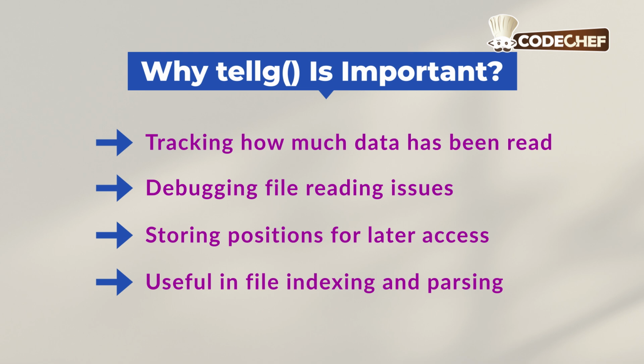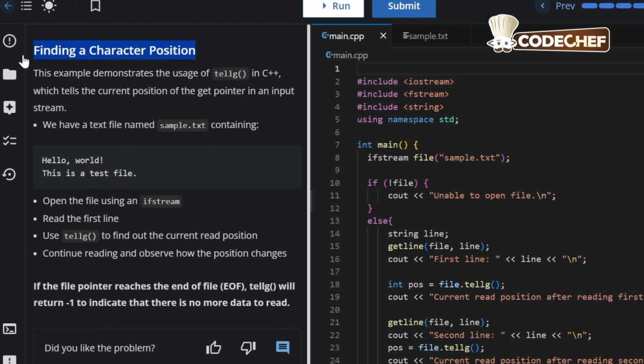Now let us go to the CodeChef platform to see how to use the tellg method in C++. The program objective is finding a character position. So here we have a file sample.txt, and here is the content of the file: Hello, world! This is a test file. So what we have to do is first open the file using ifstream, then read the first line, then use the tellg method to find out the current read position. Then continue reading and observe how the position changes.